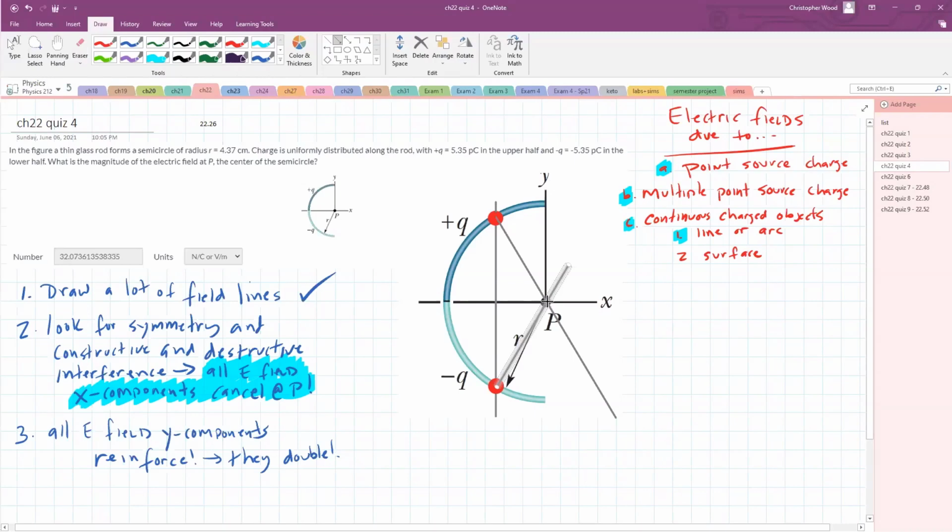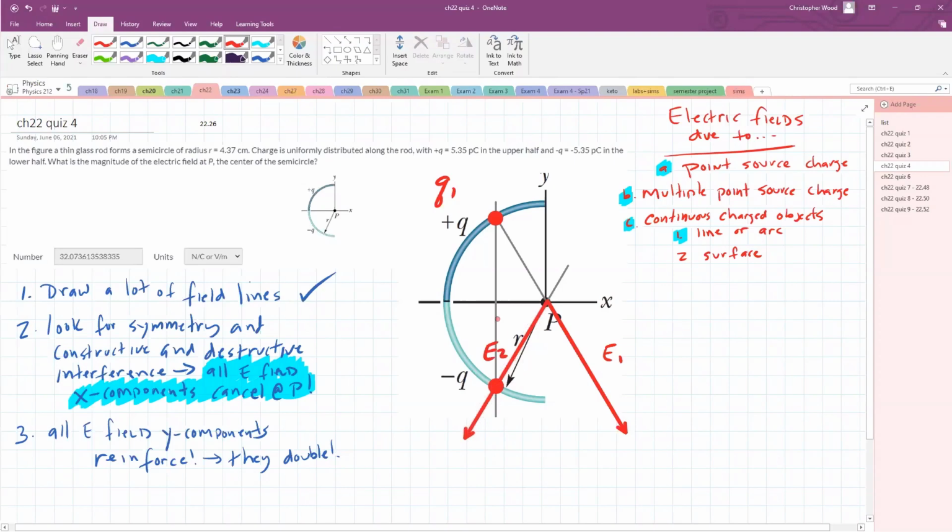Here's the electric field line due to that top charge. This is the electric field line E1. So I guess I'm referring to this as Q1. Here's the electric field line due to that bottom charge, E2. Let me change pens. E2, about like that. Okay. E2.